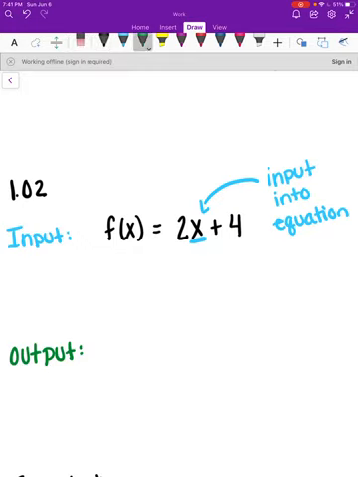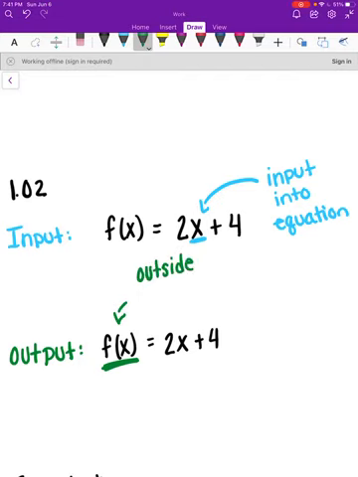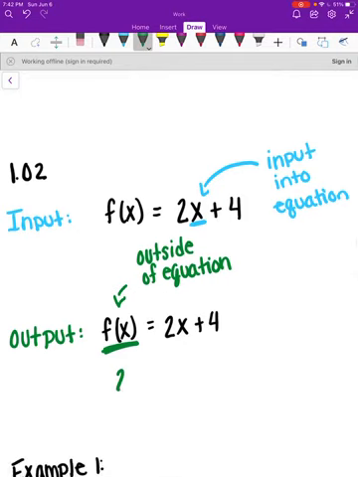Output is the number outside of the equation. So if we're doing f of x equals 2x plus 4, our output is on the outside of the equation, which is over here. This is our output. So I'm going to write outside of the equation. At least that's how I remember it. So if I give you an output of 20, we would say 20 equals 2x plus 4, and then solve for x.